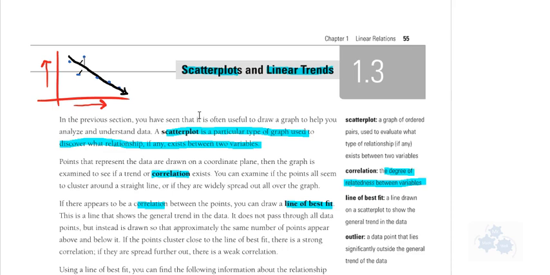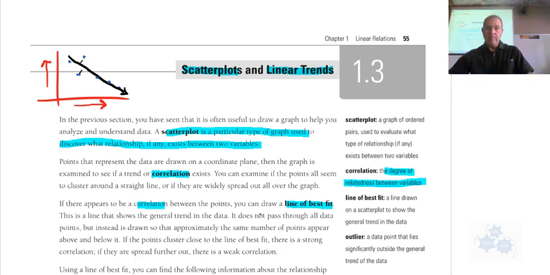All right, so notice here, it doesn't have to pass through all of the data points. Like these ones are not on the line, of course. And it's not a broken line where you're connecting all the points. It's a straight line. But approximately the same number of points should be above and below the line. So that's another good way to look at it.